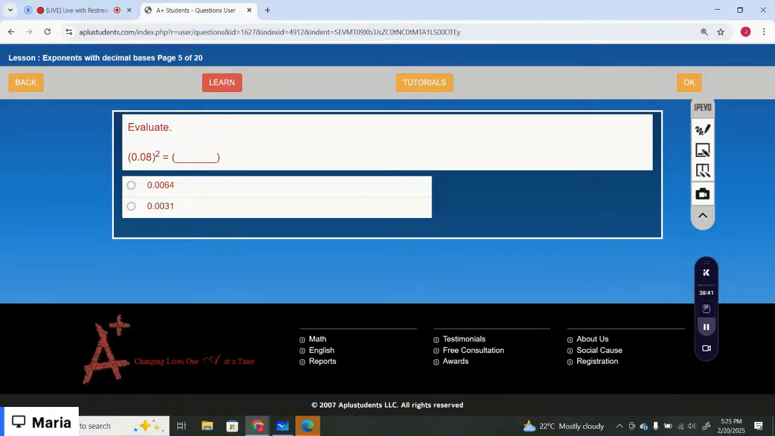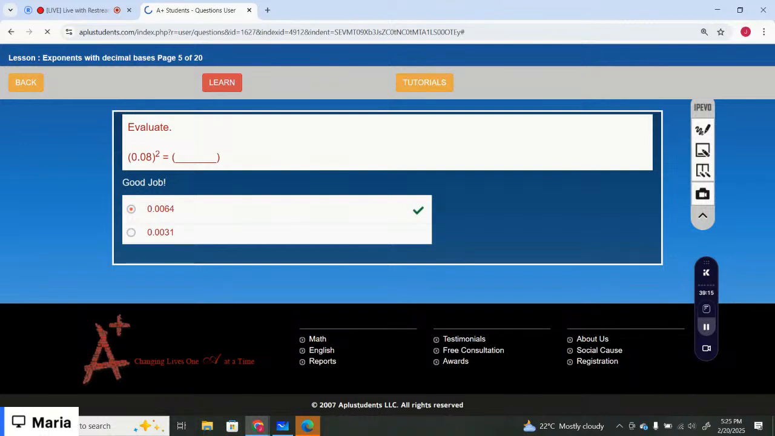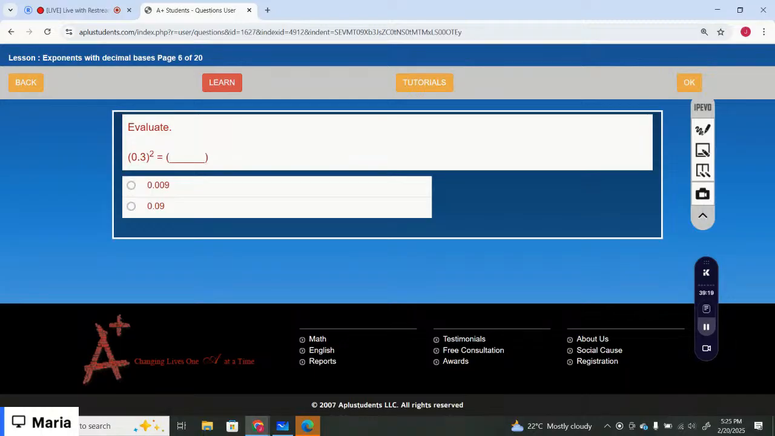0.08 square equals 0.0064. Option number 1 is the correct option. 0.3 square. So which is the correct option?